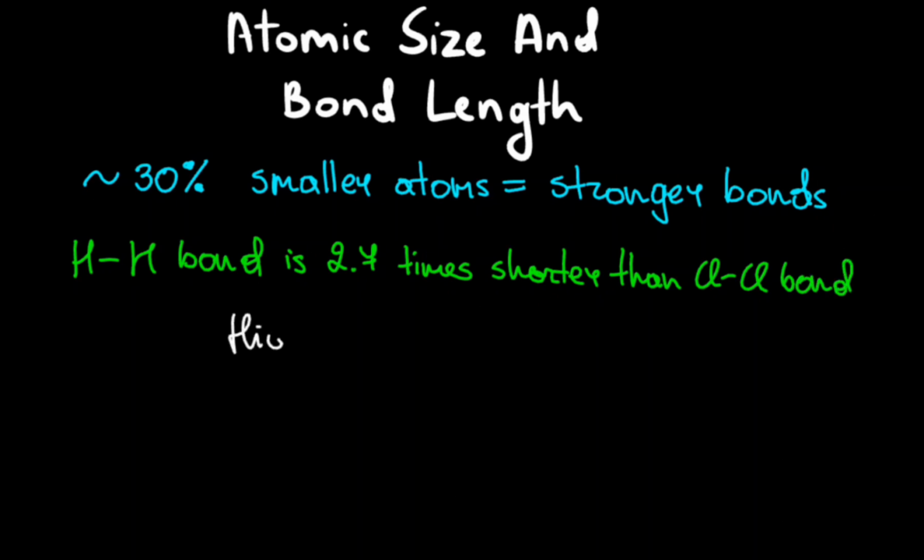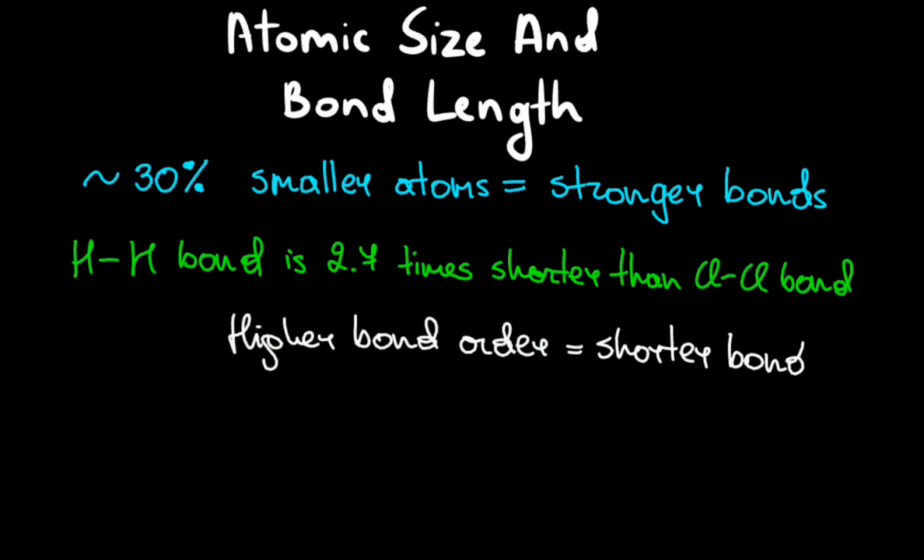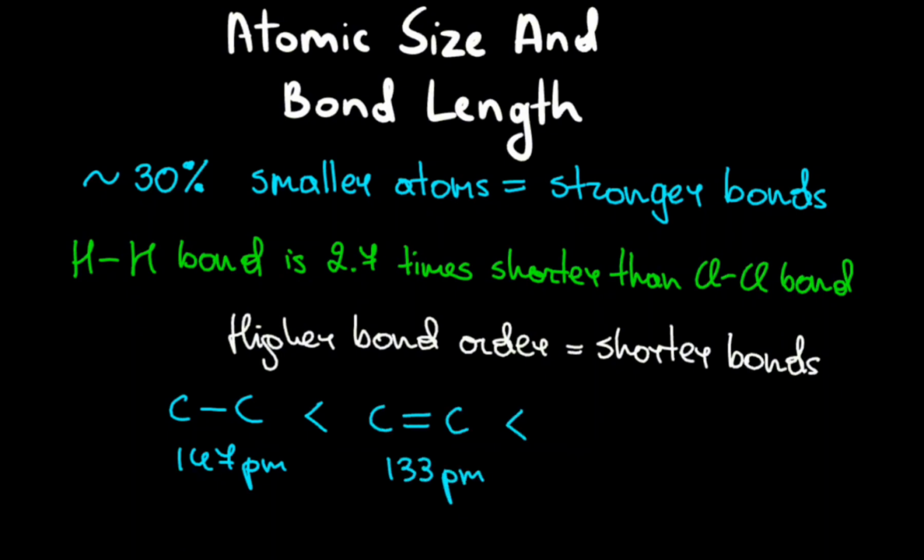Bond order also influences the bond length. Single bonds are the longest ones, and triple bonds are the shortest ones. For example, the carbon-carbon single bond length is 147 picometers. The double bond is 134, and the triple bond is 120. Shorter bonds are stronger because the electrons are held more tightly between the nuclei.